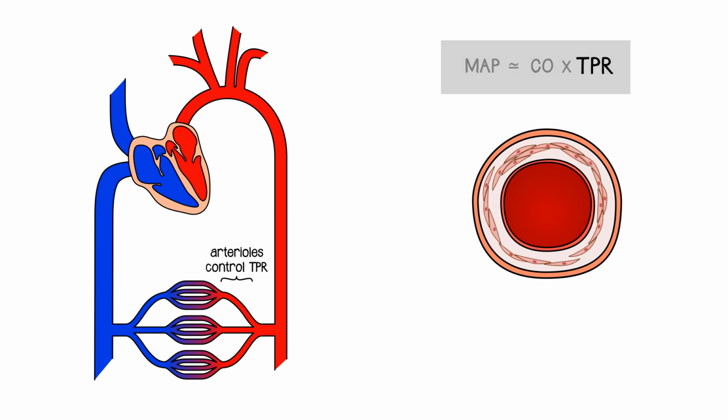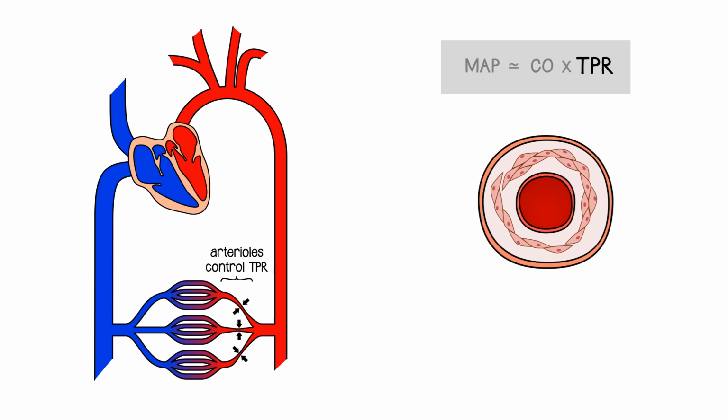Arterioles have smooth muscle within their walls, and that smooth muscle can respond to lots of different things which will affect how contracted it is. If you constrict lots of arterioles, if you cause their smooth muscle to contract, total peripheral resistance will rise, and that will cause mean arterial pressure to rise.